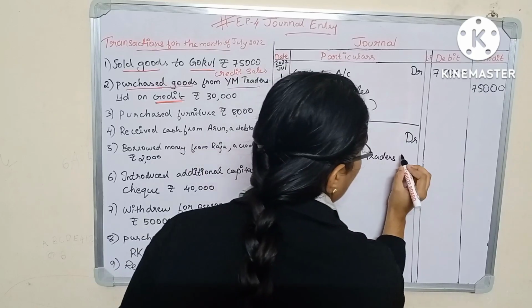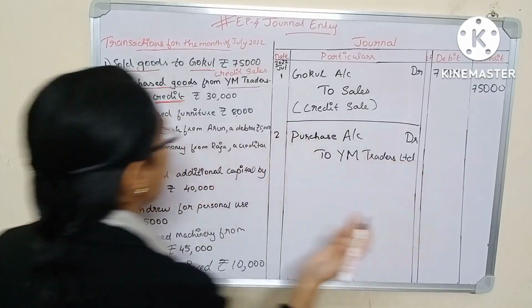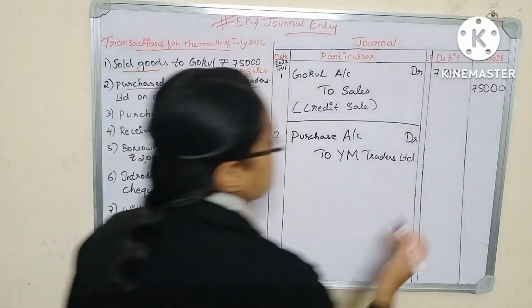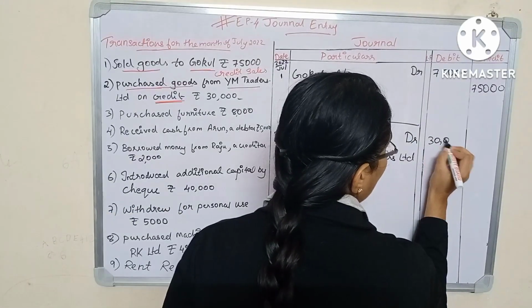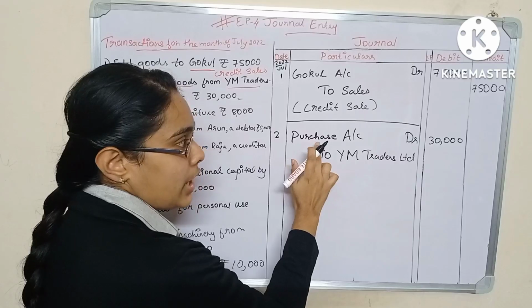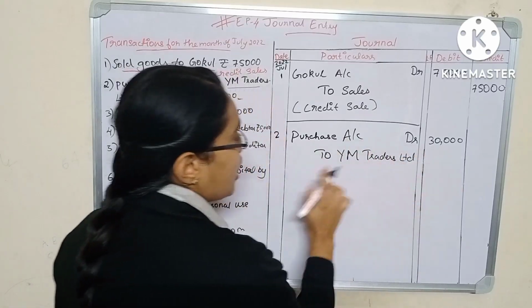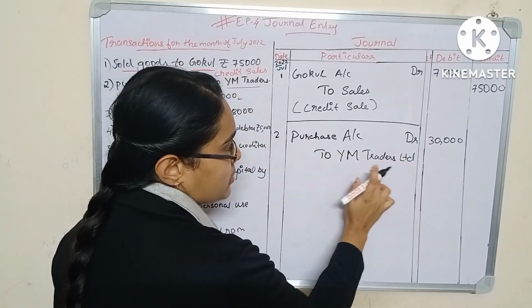Traders Limited. Okay, so it's limited. What is the amount of purchase? 30,000. So I'll write 30,000 in the debit column against the account that I have debited. Now, which account is credited? YM Traders Limited is credited.